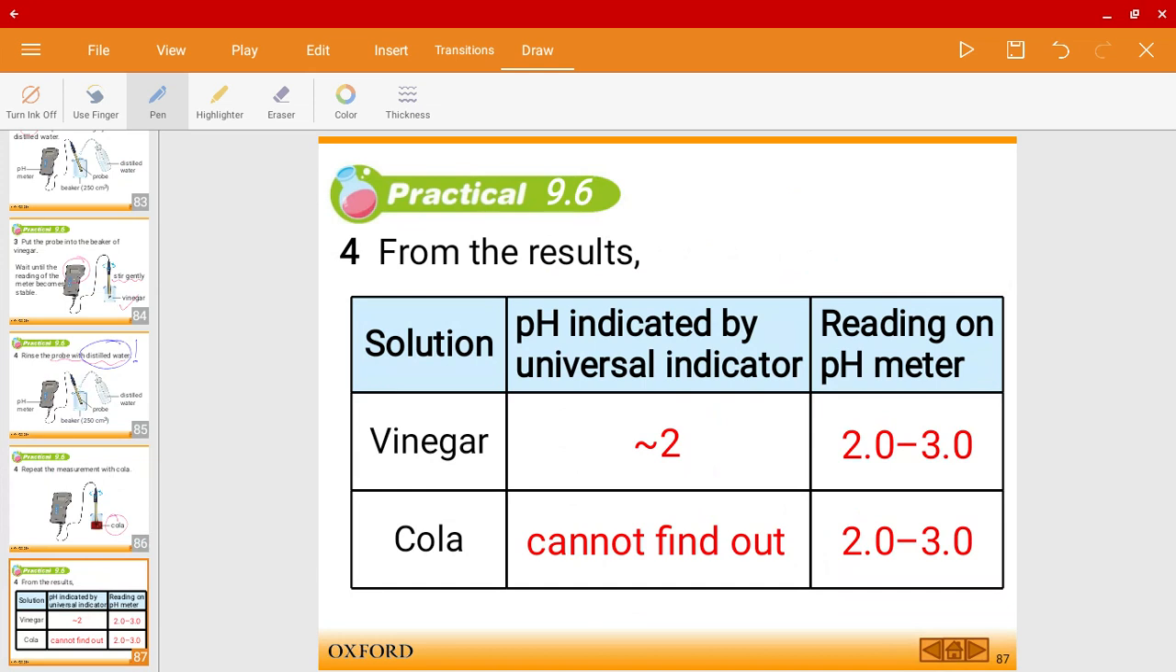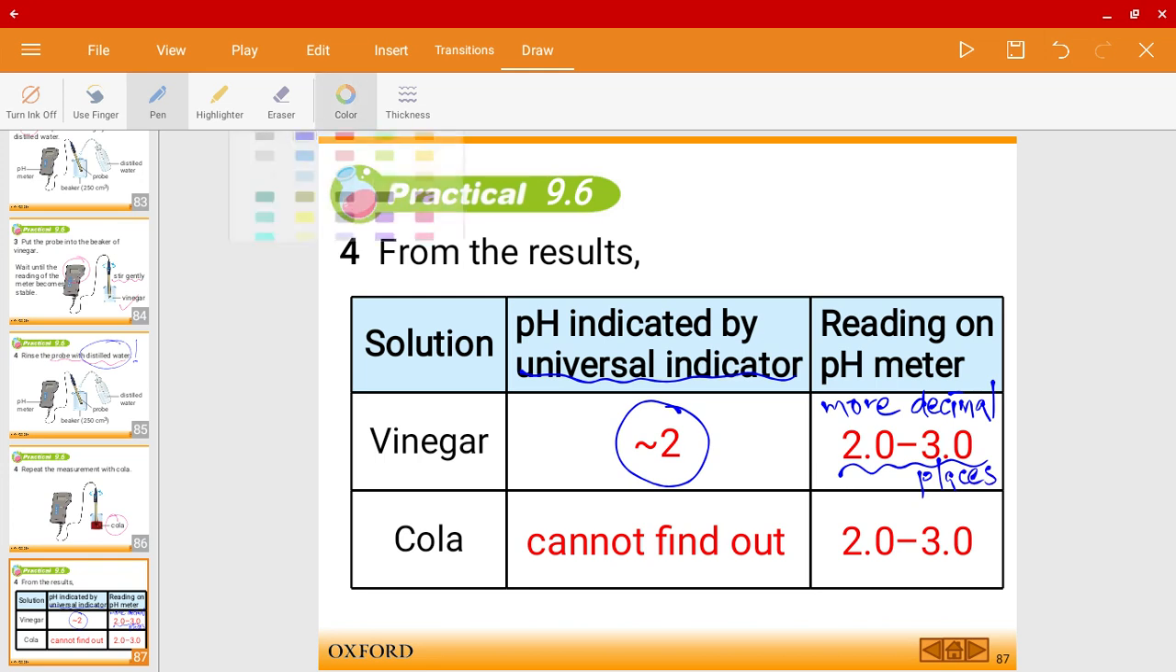So let's have a look at the results over here. Let's first look at vinegar. The pH value that is obtained by using universal indicator is around 2 for vinegar. However, the reading for pH on a pH meter would vary from around 2 to 3. Okay, that would depend on the pH meter you're using and depends on the vinegar you get. But there's one thing that I would like you to notice, which is that there are more decimal places you get. So in other words, it is more accurate. Let me write it down here. More decimal places.